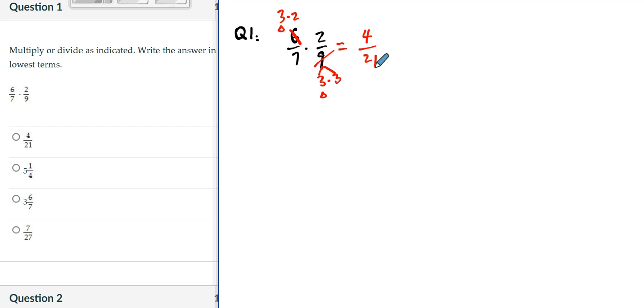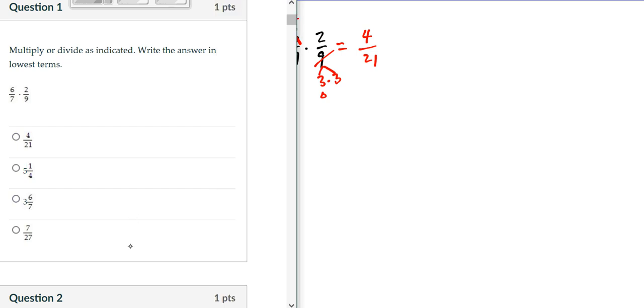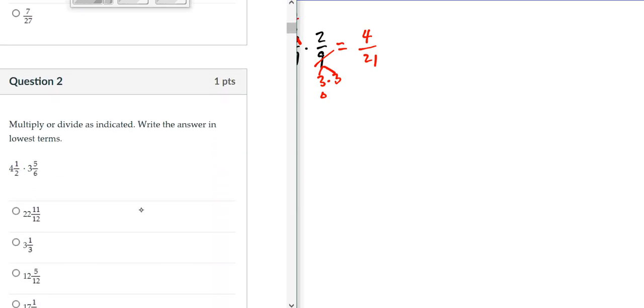So what's the correct answer? That's right here. First one. Okay, now let's look at question 2 here.